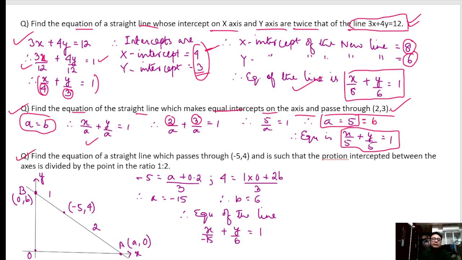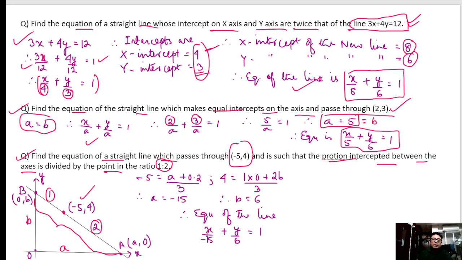Next question: find the equation of a straight line which passes through this point and such that the portion intercepted between the axes is divided by that point in the ratio 1:2. Clear? So first of all, let my x-intercept be a and y-intercept be b.